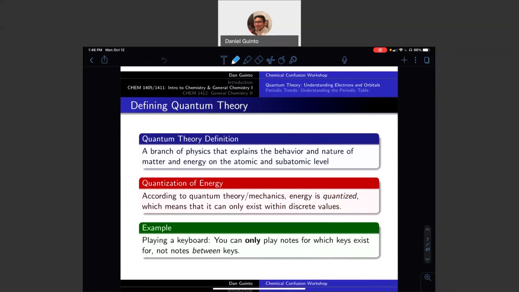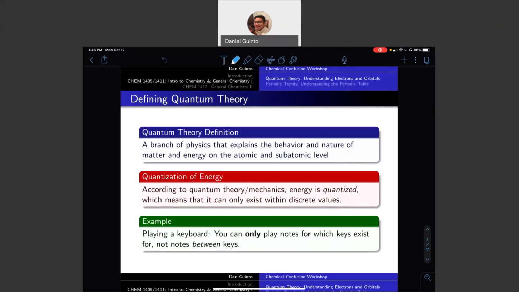That's an important thing to understand here because when we think of energy in terms of chemistry, we typically think of terms such as entropy, enthalpy, and even electrons. So when we think of energy, we think of it in quantized values. According to quantum theory and mechanics, energy is quantized, which means that it can only exist within discrete values. Now, I'm pretty sure not every single person has taken discrete mathematics, but the idea of a discrete value is kind of like this.